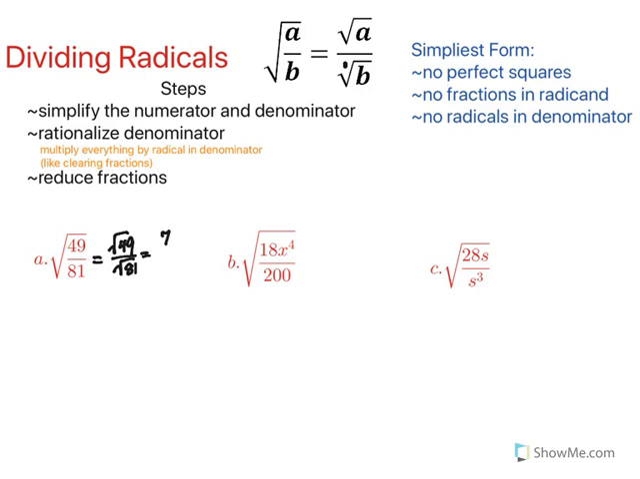The square root of 81 is also a perfect square, that's 9. And so my simplified form here would be 7 over 9. Now when we look at b, again, the same thing.